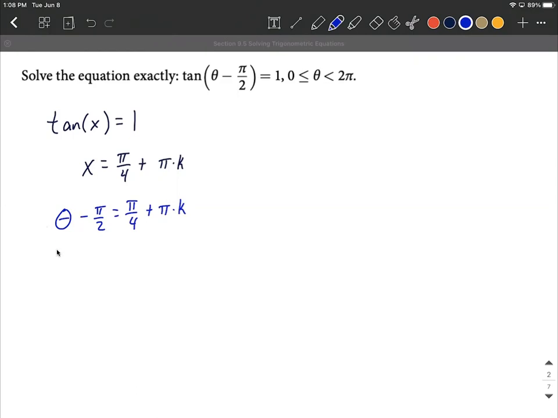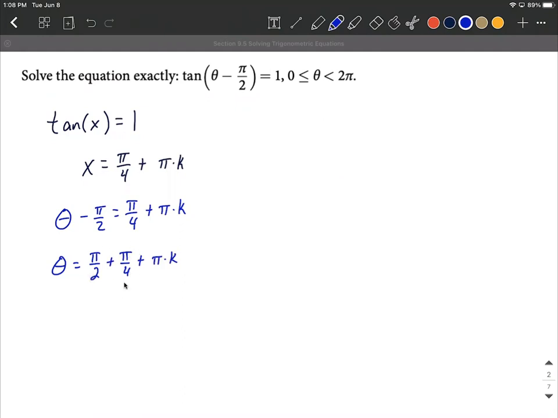And we haven't solved this down for theta yet, but all we need to do from here on out is first solve this down for theta. So move the pi over 2 to the other side. I'm going to add that to move it to the other side. So it's going to be a positive pi over 2 on the right-hand side now, plus pi over 4 plus pi times k.